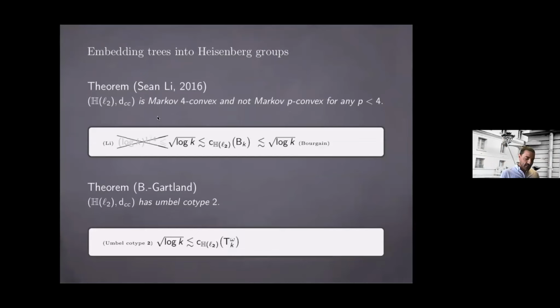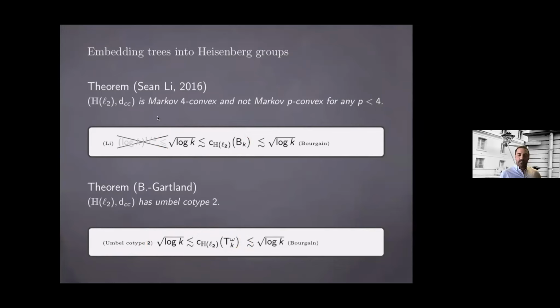So this tells you that when you try to embed the Cotype branching trees into the infinite dimensional Heisenberg group, you get square root of log k. And again, Bourgain's argument tells you that the upper bound is square root of log k. So this lower bound, of course, follows from this one, because the Cotype branching trees contain the binary trees. But here we have a metric invariant that picks up the right order of growth, something that Markov convexity cannot do.